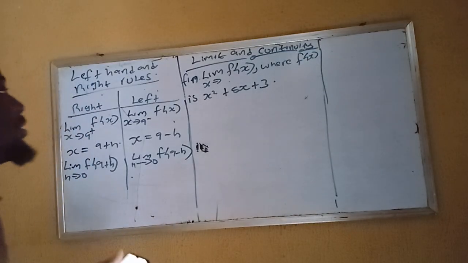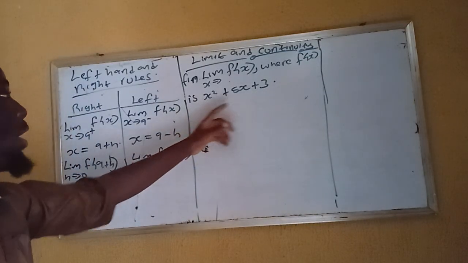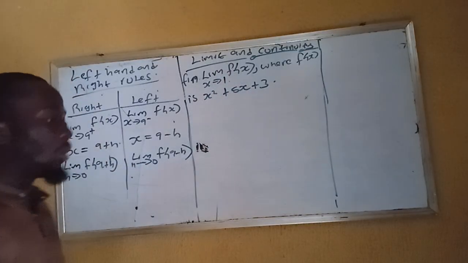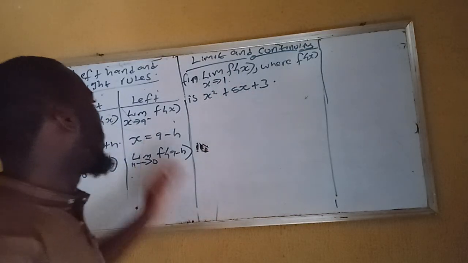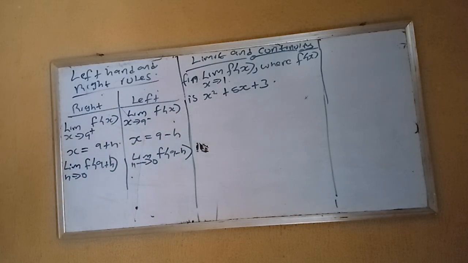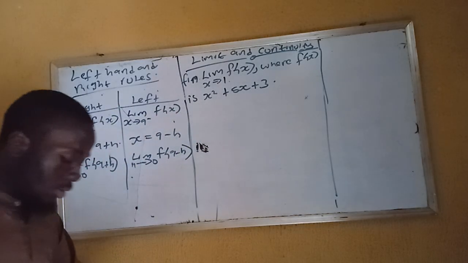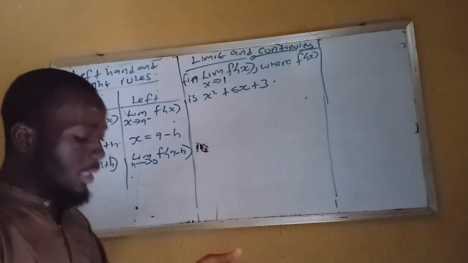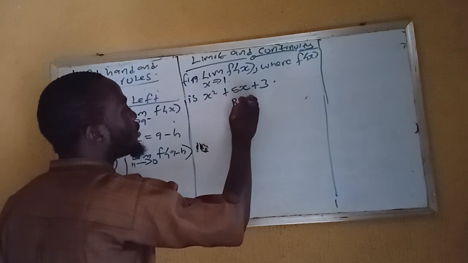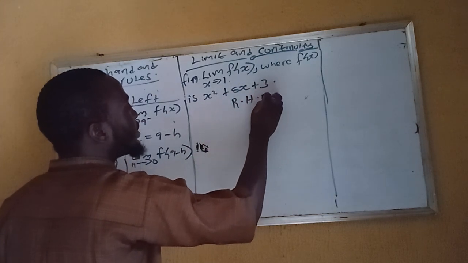You know I can easily do this by putting 1, just solving it directly at x tends to 1. But right here, you want to use the right hand rule and the left hand rule to prove if this limit exists or not. You are not just calculating. Now, let me first start using the right hand rule.